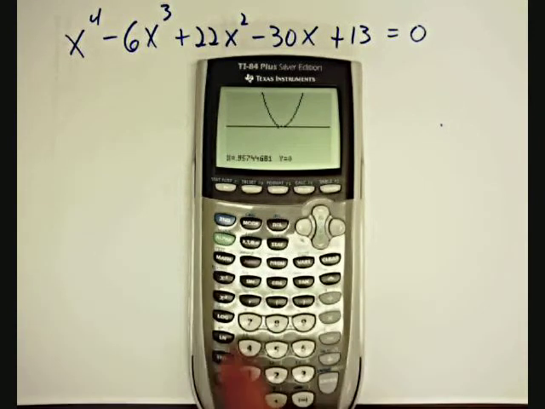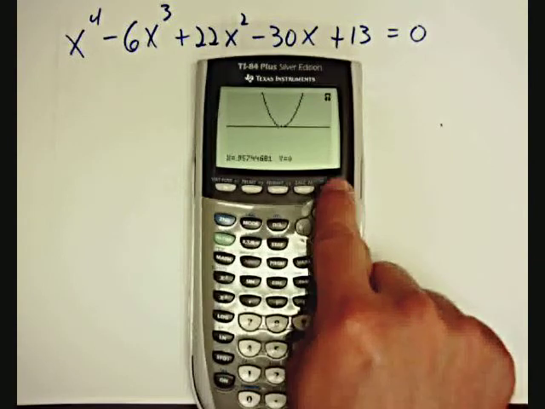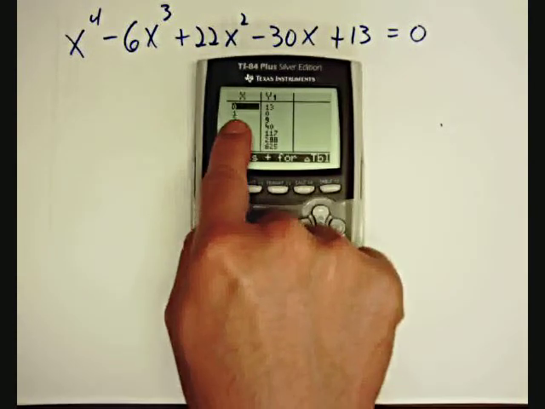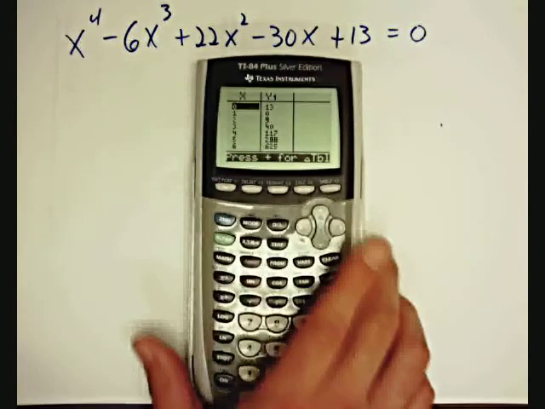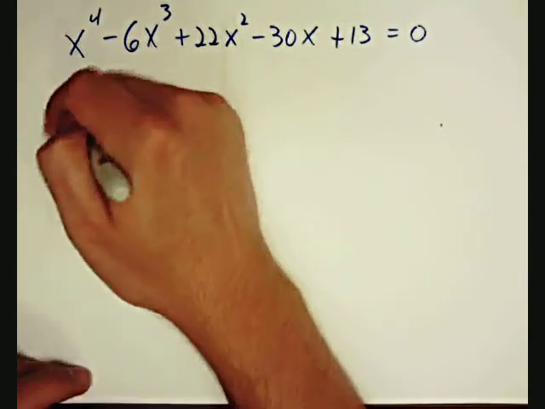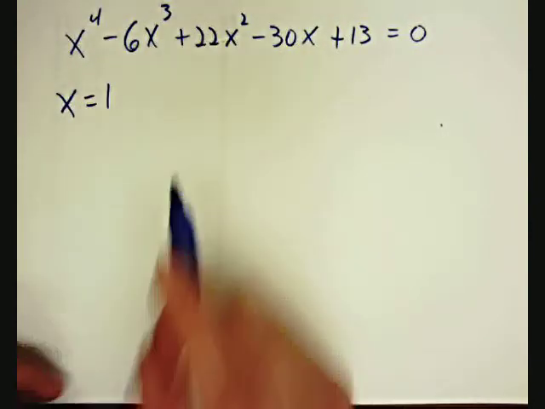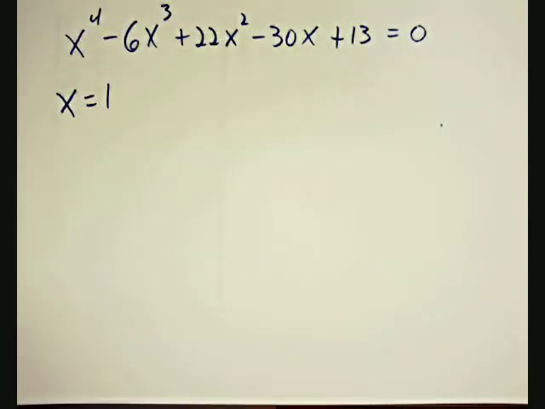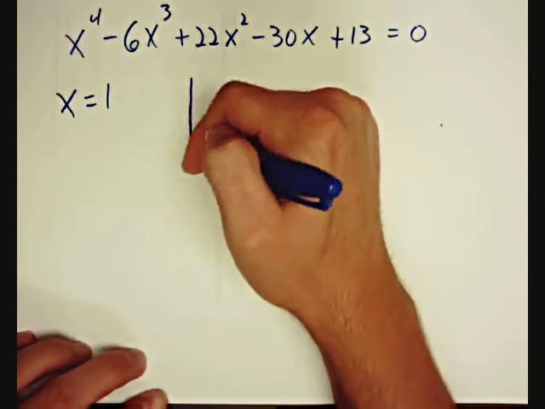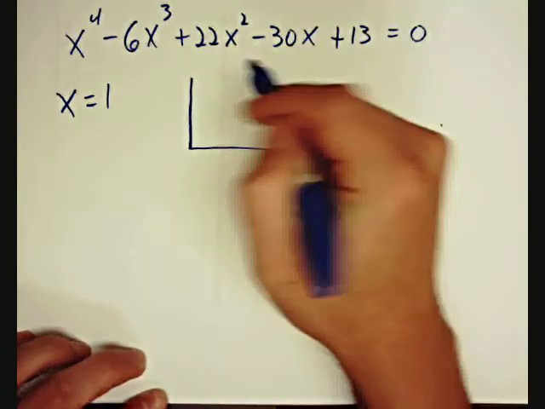So if we confirm that, try the table way again. Okay, I see x equals 1, y equals 0. So one of my exact zeros is x equals 1. And since the graph touched the x-axis, that represents 2 of my 4. So like our last problem, we're going to do synthetic division twice.